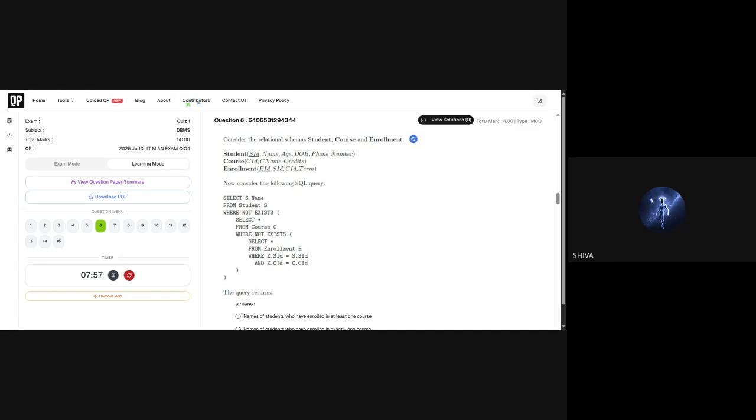The first not exists will give the case where a student is not enrolled, but the outer, the second not exists, will give the output where there should not exist even one such course. That's why the overall output will be students enrolled in all courses.